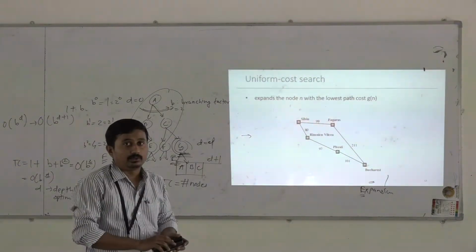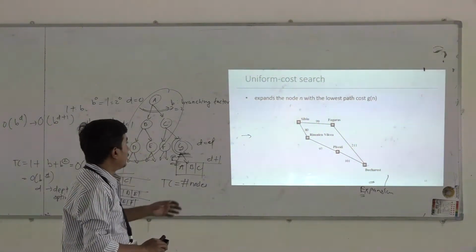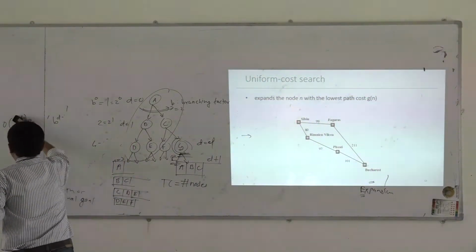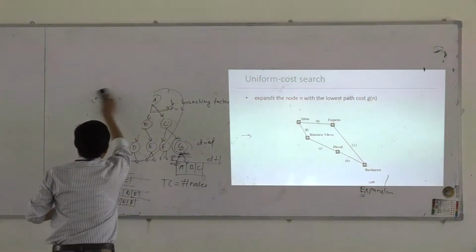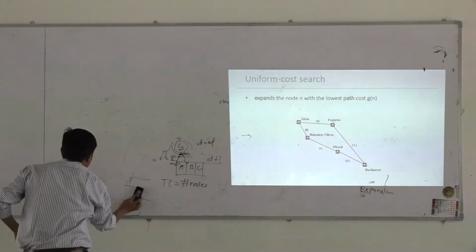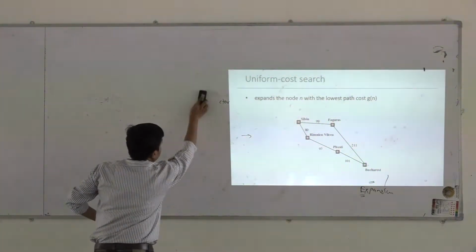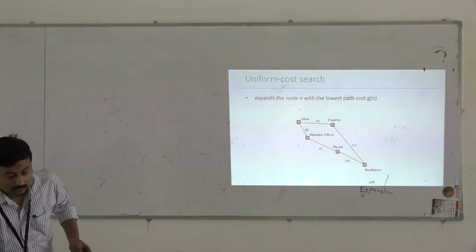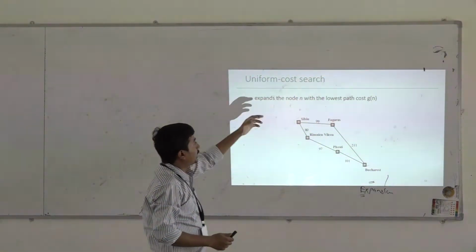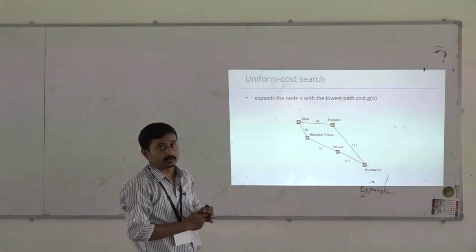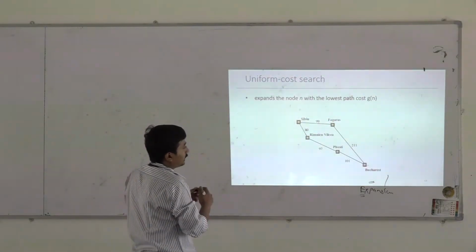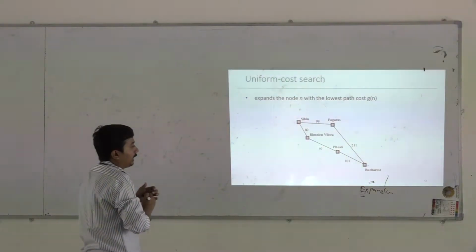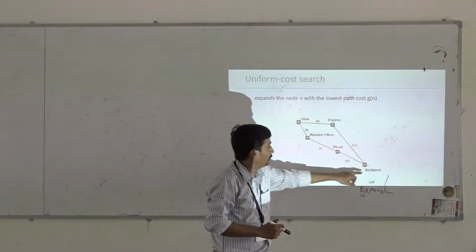Next algorithm is the UCS algorithm. Let us consider this example. In the UCS algorithm, we expand the node with the lowest path cost. Now consider this is a graph of Romania. Our aim is to go from Sibiu to Bucharest.